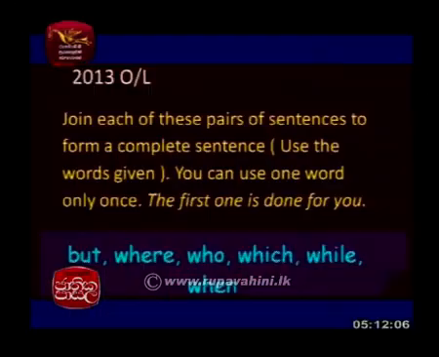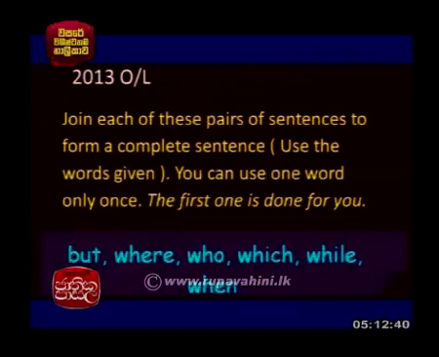අපි බලමු exercise එකක්. This is 2013 O level paper. There the objective has been to assess the ability to use linking words to combine sentences. වාක්‍යයන් එකතු කිරීමේදී කොහොමද ළමයාගේ තියෙන ability එක කියලා. ඉතින් අපිට මෙතනදී ලකුණු 5ක් හම්බෙලා තියෙනවා අපේ දරුවන්ට. ඉතින් අපි බලමු දැන් ප්‍රශ්නේ. Join each of these pairs of sentences to form a complete sentence. Use the words given. You can use one word only once. The first one is done for you.